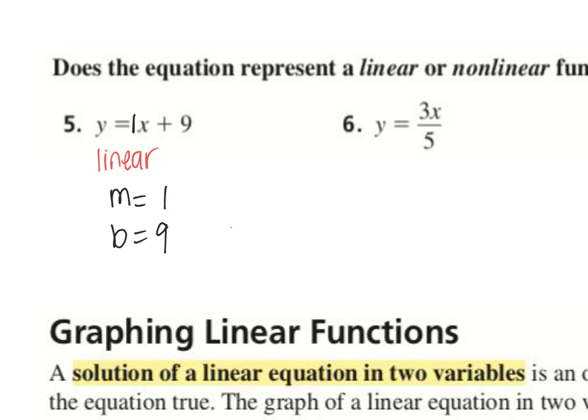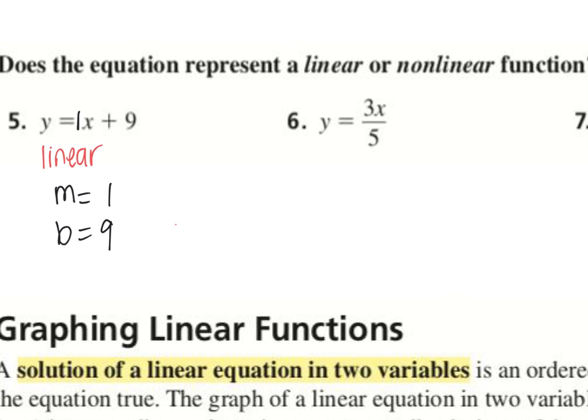Number 6, y equals 3x divided by 5. Jonathan, what do you think? I put linear and m is 3 over 5 and b is 0. Excellent. Very good. m is 3 over 5 and b equals 0. Is it starting to click for some people? A little bit?